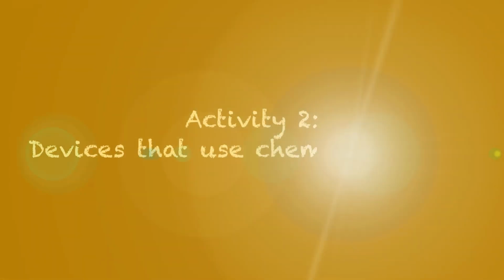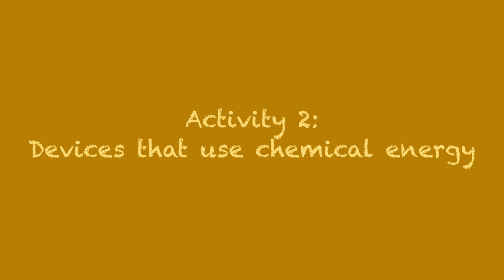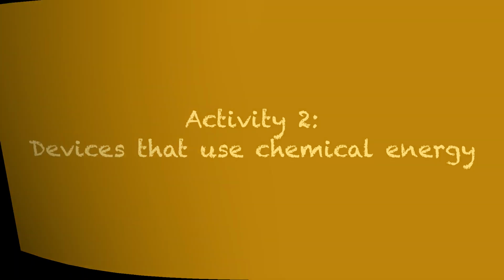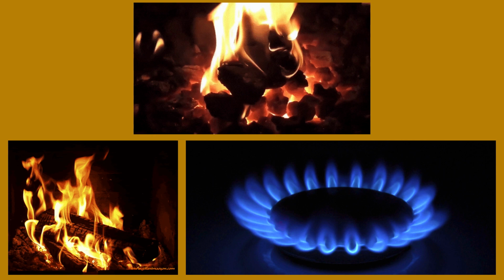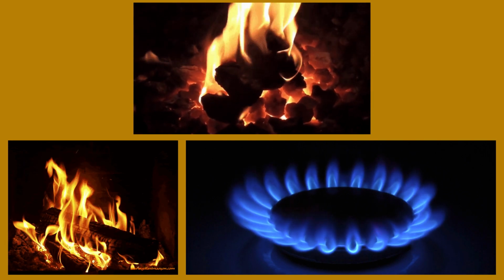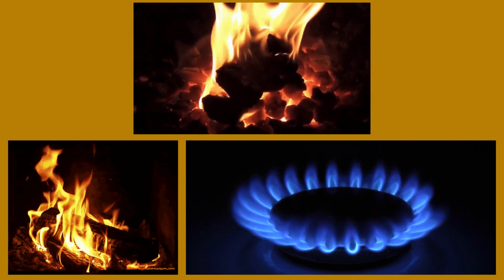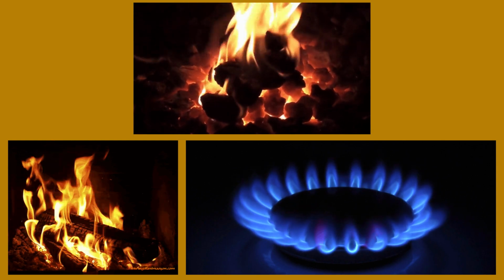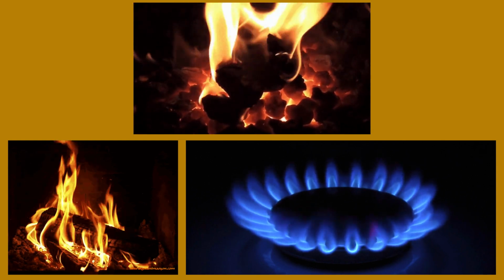Activity 2. Devices that use chemical energy. People around the world use ovens to provide heat energy for cooking. Let's discover the flow of energy within this system.